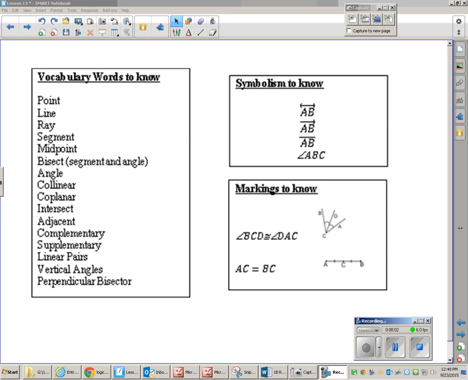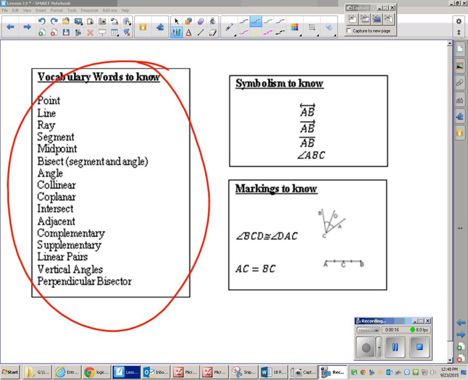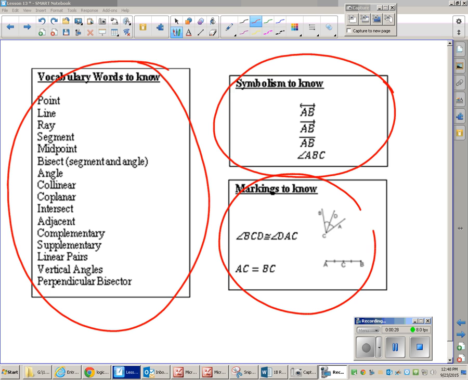This topic that we're going to review is about connecting algebra equations to the concepts of geometry. At the top of your worksheet, the first thing that I want you to notice is that there are certain vocabulary words that at this point we expect you to know. There's also certain symbolism that could be used in problems that we would expect you to know. And lastly, there's certain markings that might appear in pictures that we would expect you to know.